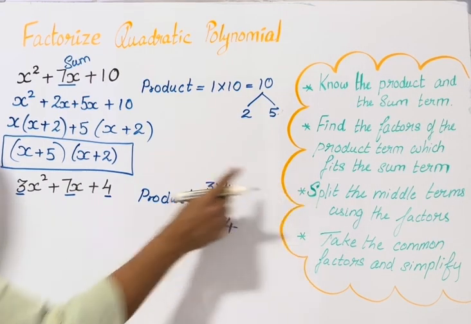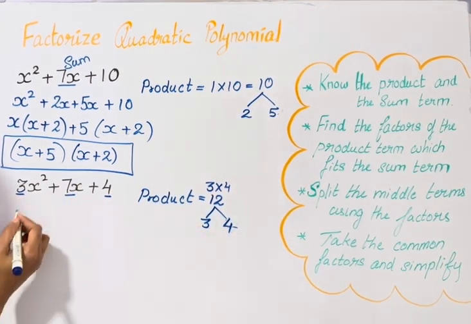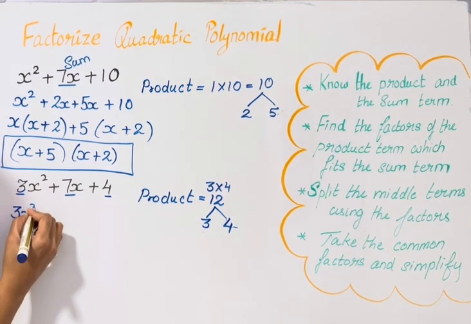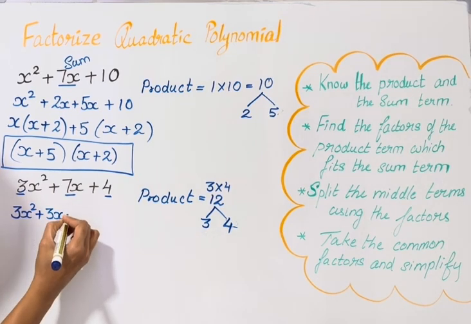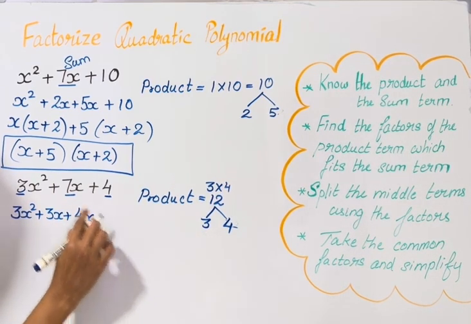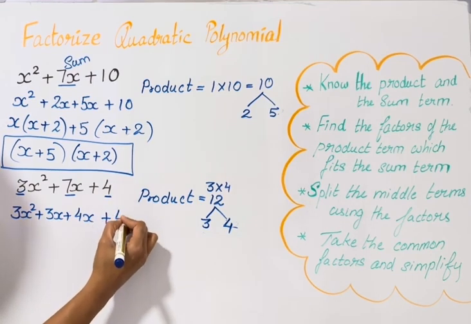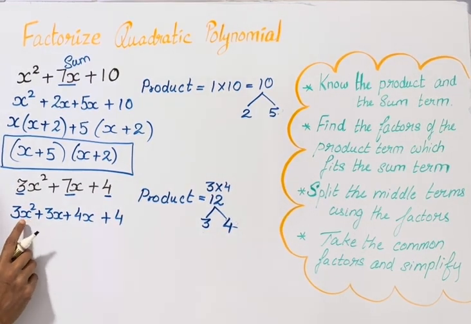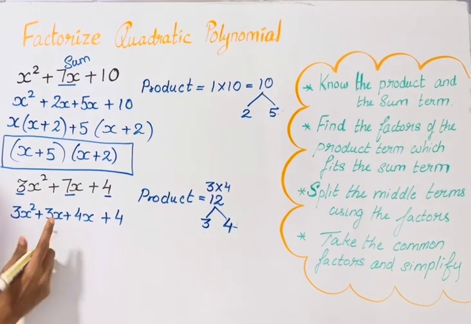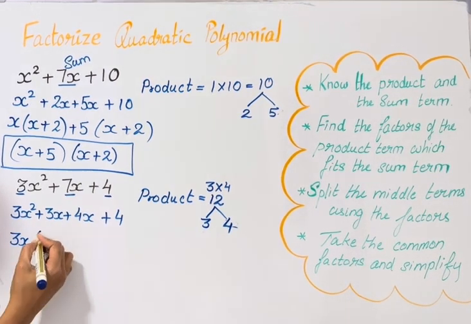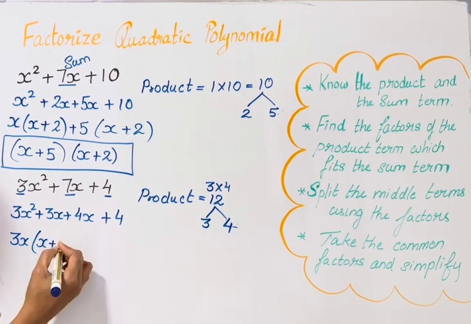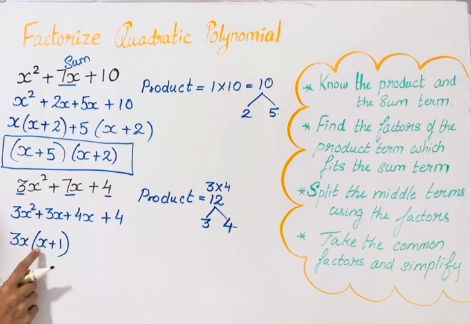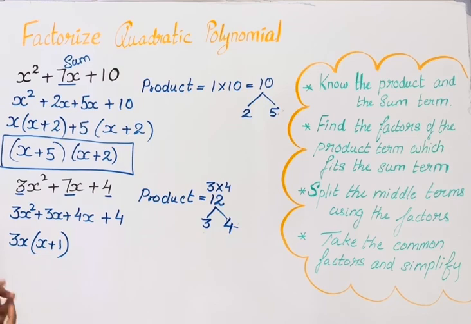Now the third step, we split the middle term according to these factors. The x square term remains the same and the middle term 7x can be written as 3x plus 4x, which is 7x. And then the constant. Now take the common factor. The common factor among the first and second terms is 3x. After taking 3x outside, you have one more x in the first term, and in the second term, nothing, so you write 1. If you multiply these, you get the first and second terms.